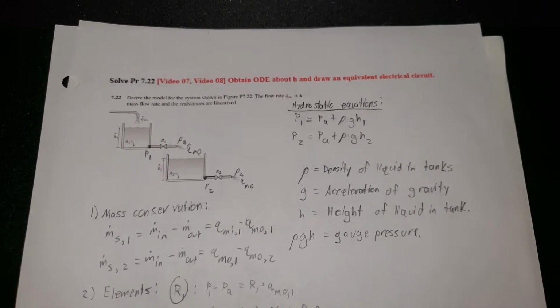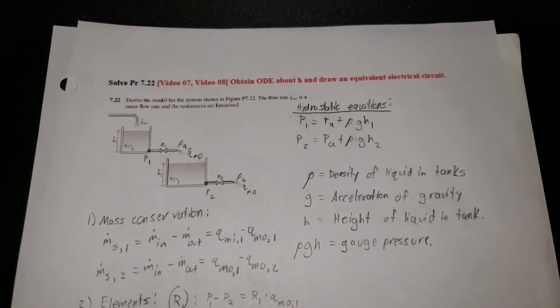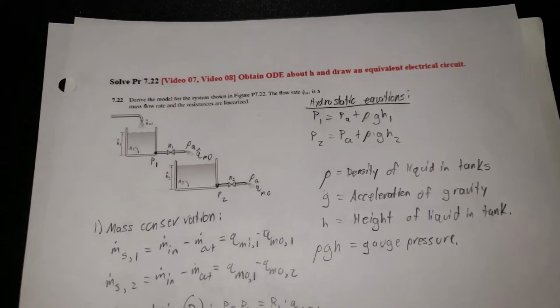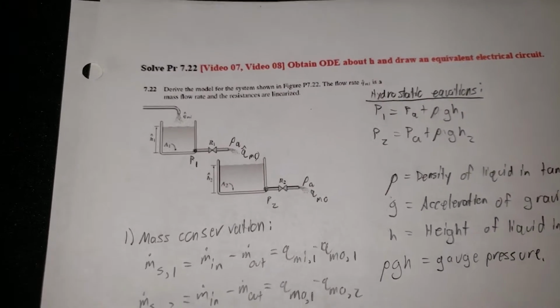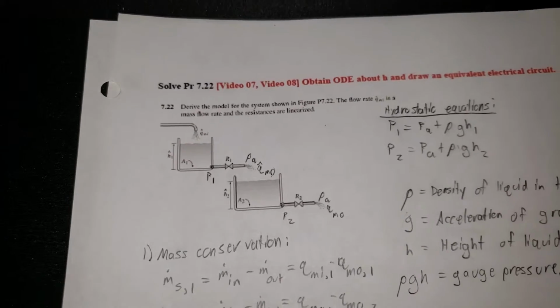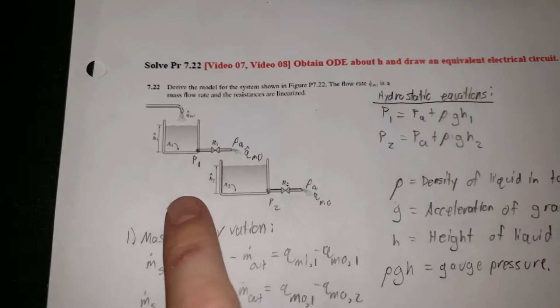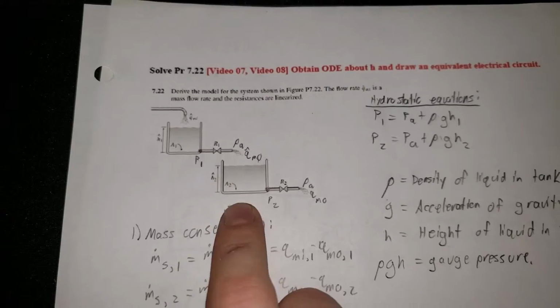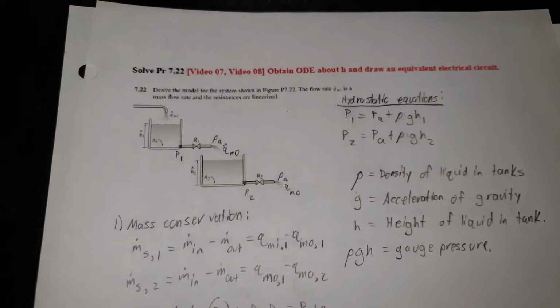This homework problem is coming from her homework 11, and this problem is going over the mass flow rates of liquids going into one tank, and that liquid is going from this tank into another, which is going out into somewhere else.